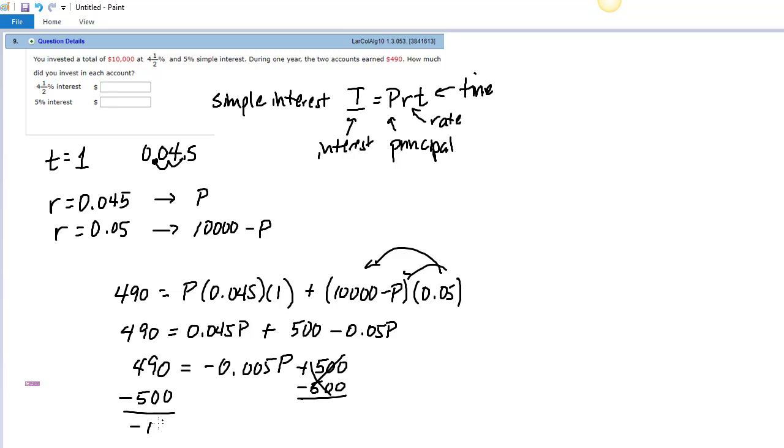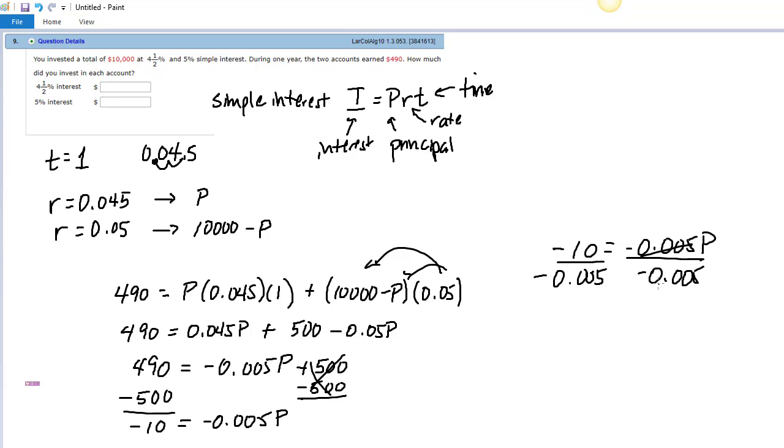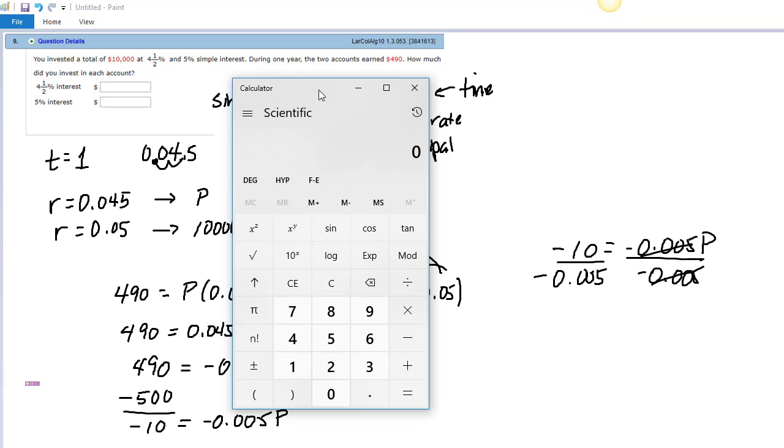All right, and now we subtract 500 from both sides, and that cancels that. So we have negative 10 equals negative 0.005 P. We divide both sides by negative 0.005, and I'll pull out my calculator here. So we take 10 divided by 0.005, and so we get that P is 2,000.